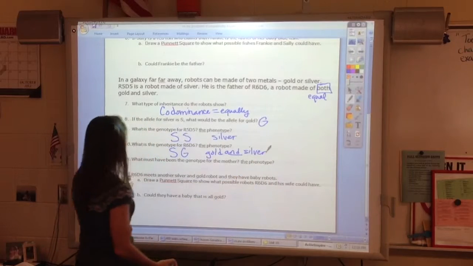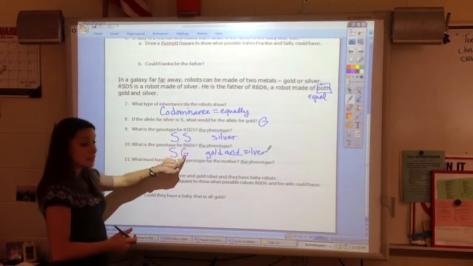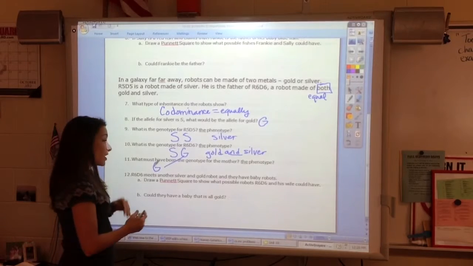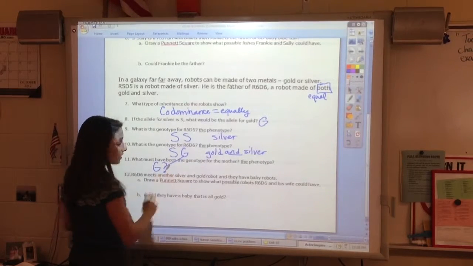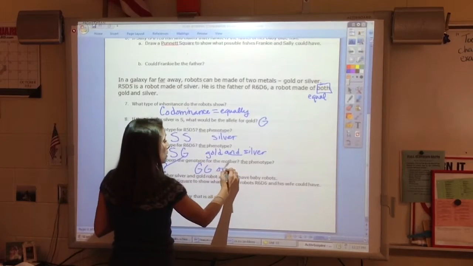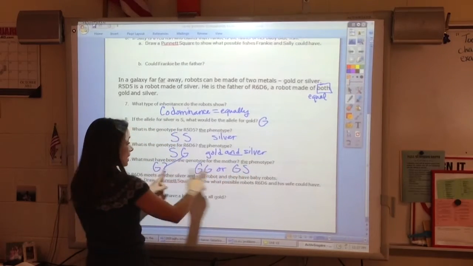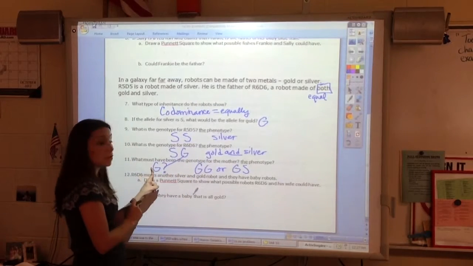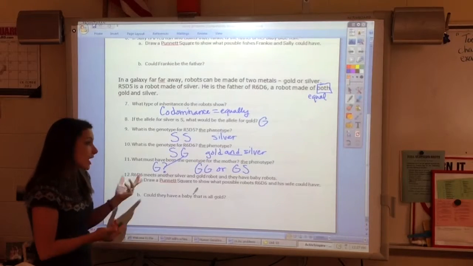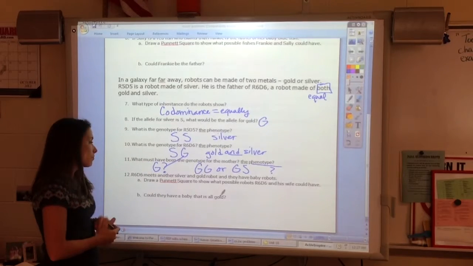You see both. What must have been the genotype for the mother? Well, R66 had to get this from somewhere, so this means that mom had to have a big G. Actually, we don't know her second letter. She could be big G, big G, or big G, big S: the gold allele and the silver allele. Either of these would have worked for her to give the gold allele to her robot child. And so we actually don't know the phenotype. There's really not enough information there.